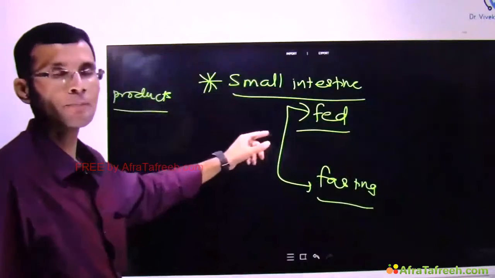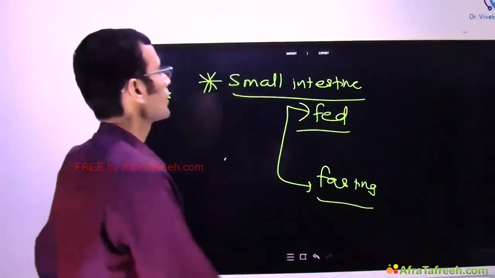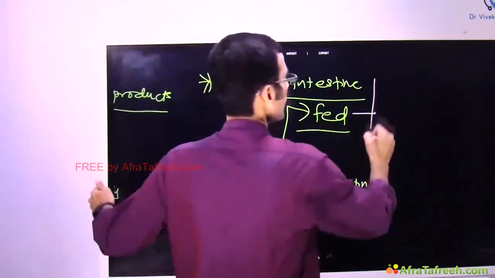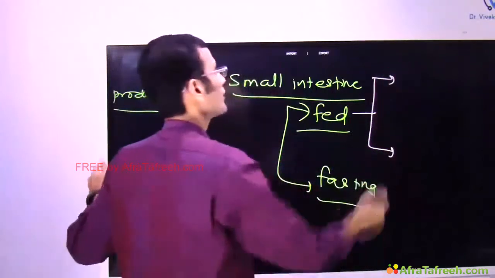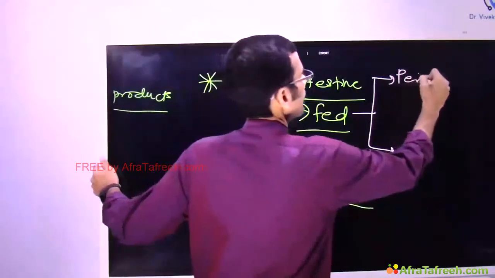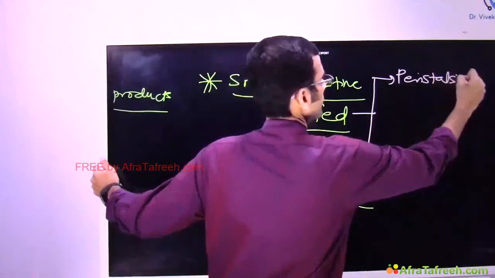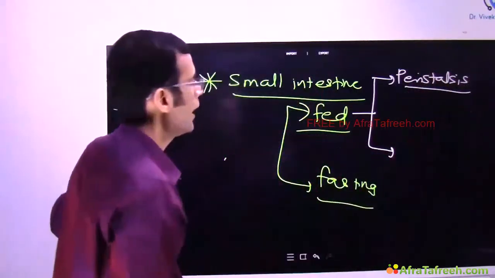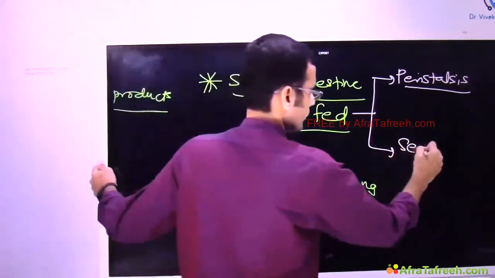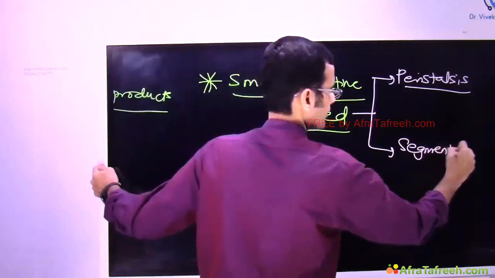Anyways, coming to the small intestinal motility. In the fed state, we have two movements of the small intestine. One is called peristalsis, and the other one is called segmentation contractions.